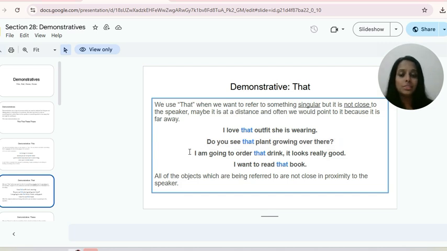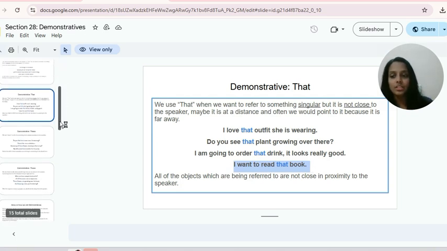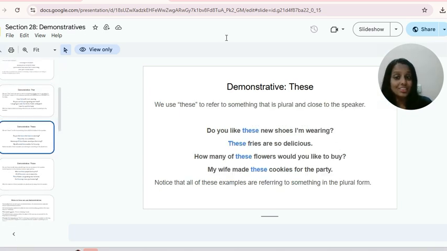And examples like, I'm going to order that drink. It looks really good. Or I want to read that book. So here, all of the objects which are being referred to are not close in proximity to the speaker. That's why we are using the demonstrative that. The next one is the demonstrative these.